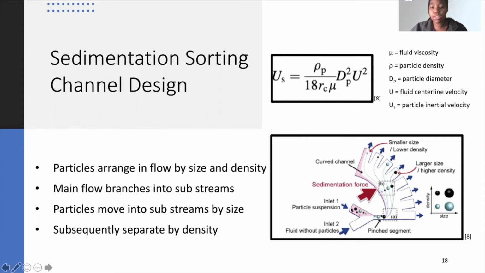What you do is you insert the particle suspension in one inlet, and in another inlet, the fluid without the particles in it. You pinch, i.e. you reduce the diameter of the channel. And then once you increase this channel diameter afterwards, we see that particles are going to rise based on their density and their size. So you tend to get the smallest size, lowest densities rising higher than the largest size, larger density.